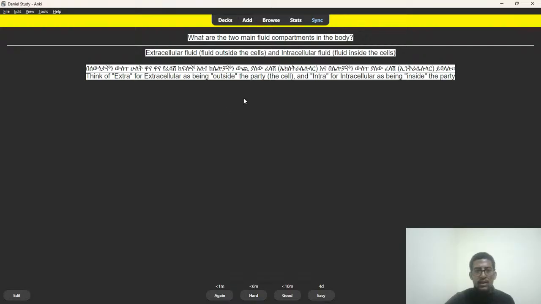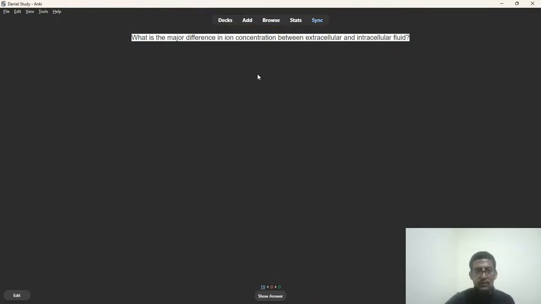Okay, it's kind of easy now. So what is the major difference in ion concentration between extracellular and intracellular? Whenever it is extracellular, it is outside of the cell and there are ions. The ions are sodium and bicarbonate as well as chloride, but inside you have magnesium and potassium. So these are the concentration differences.